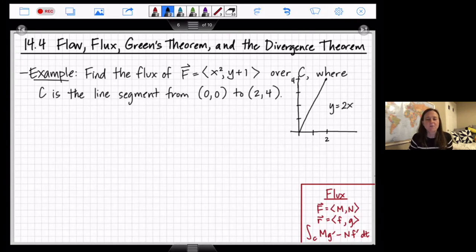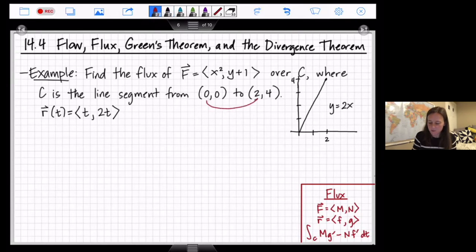And as always, when we have a rectangular equation, the easiest thing to do is to let x equal t. So I'm going to say that my parameterization is where x is equal to t. And then since y is equal to 2x, y will be equal to 2t. And since x is t, x is going from 0 to 2, and those are going to be my limits on t.